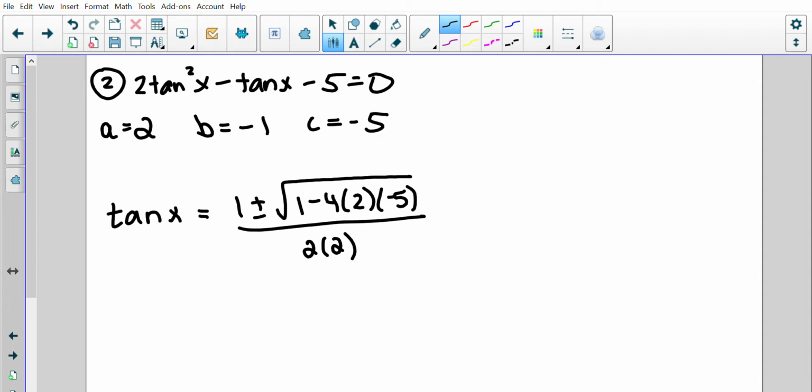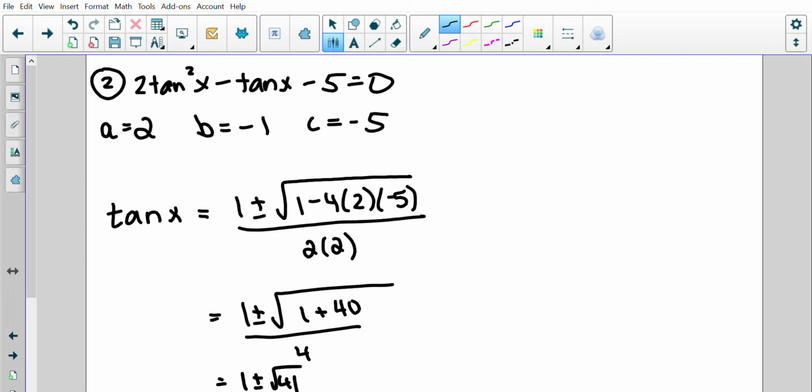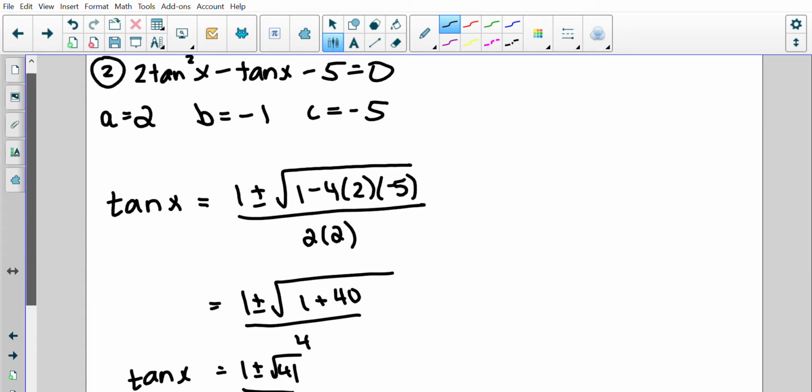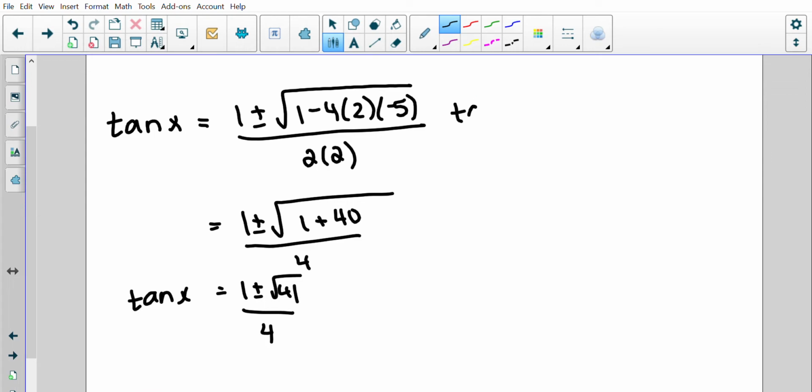times 2. Okay, so that gives us 1 plus or minus the square root of 1 plus, is that 40, all over 4? So 1 plus or minus the square root of 41, all divided by 4. Again, these are two different equations, so we want to split them up. So I'm going to go ahead and do that. So we get that tan x equals 1 plus root 41 all over 4, and tan x equals 1 minus root 41 all divided by 4.